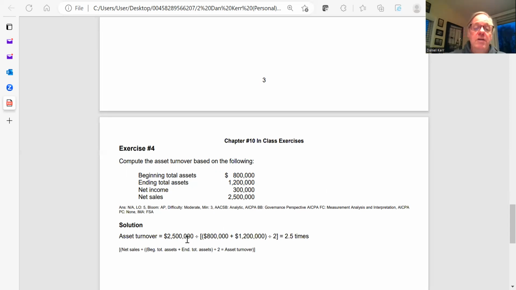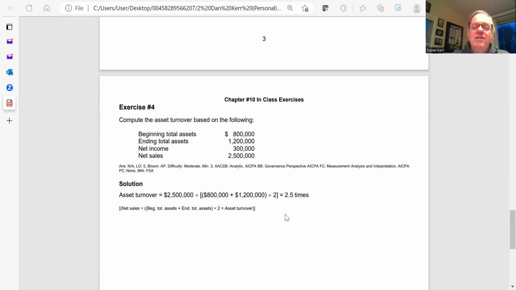So net sales were $2,500,000. The average of $800,000 plus $1,200,000, if you get those, actually, that's an average of $1 million. So you had an asset turnover of 2.5 times. That means for every dollar we had invested in assets, we were able to generate $2.5 in revenues.